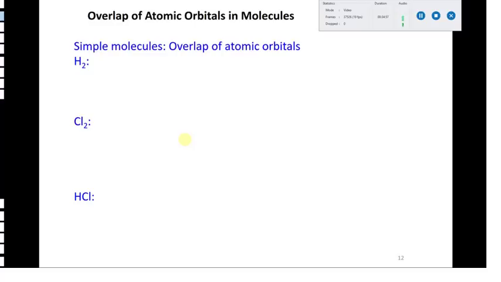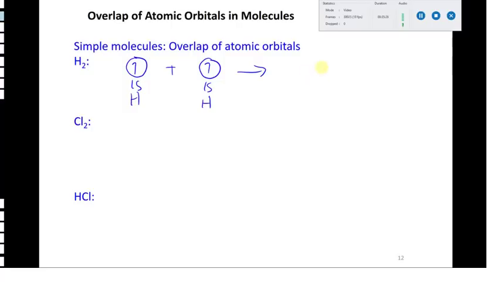2 atoms, 2 electrons, remember that each hydrogen atom has 1 electron, and it's going to be located in a 1s orbital. We take a second hydrogen atom, which has 1 electron in a 1s orbital. And then when we combine these together, we get H2. And a simple model for explaining the bond between the 2 hydrogens is that these 2 1s orbitals overlap with each other. Let me try to draw this a little bit better.